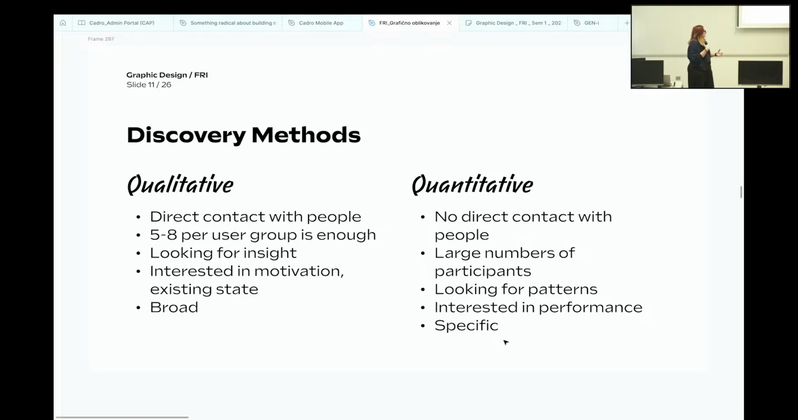We're interested in how people are solving these problems already. We're trying to understand the motivation, what is happening, why it is happening, how it is happening, and it is quite broad. While with quantitative, we don't have any direct contact with people, so it's all the analytics, the surveys. We need large numbers of participants, so we can actually get out patterns and have statistical relevance.